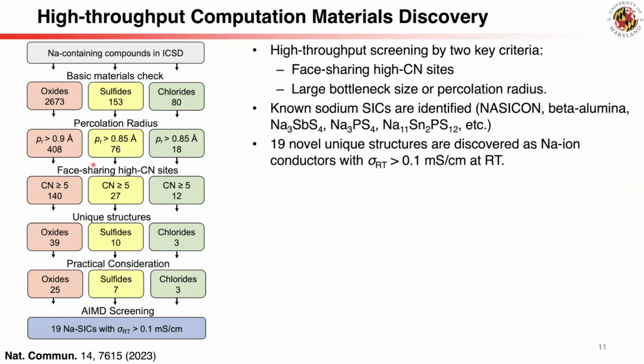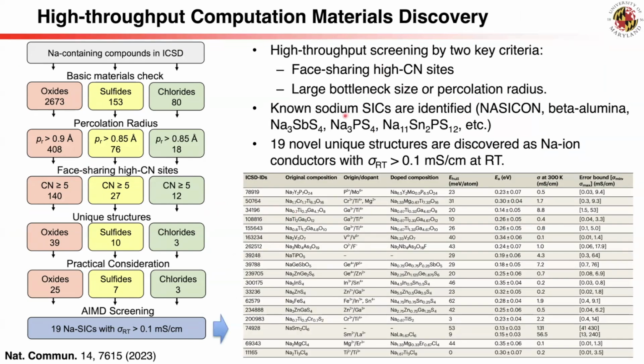Then we can use these two simple features to discover new sodium-ion conductors. By running a high-throughput screening using these two features, we indeed uncover all known sodium superionic conductors, such as NASICON, beta alumina, and all these sulfide sodium conductors. In addition, we discover 19 new structures with room temperature conductivity higher than 0.1 millisiemens per centimeter.